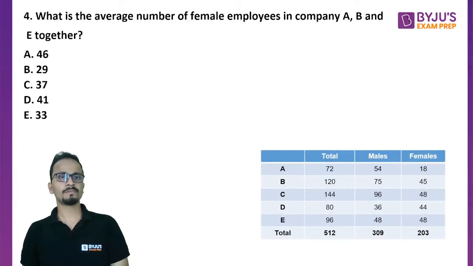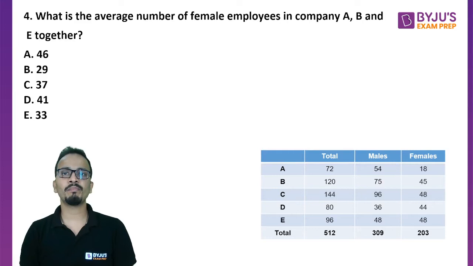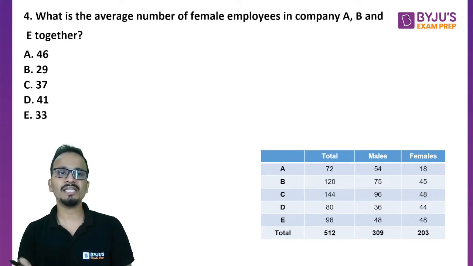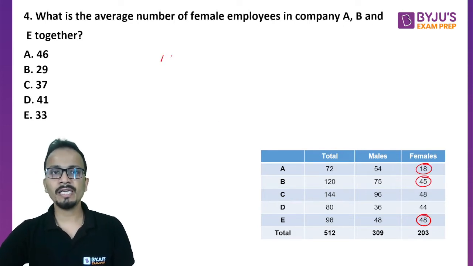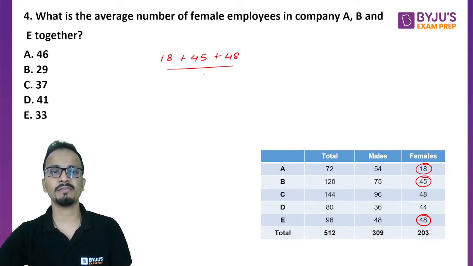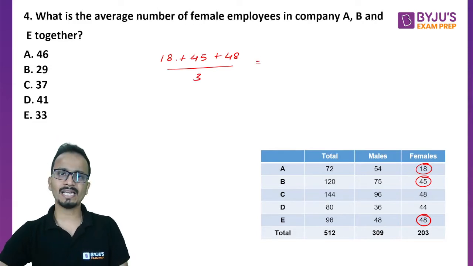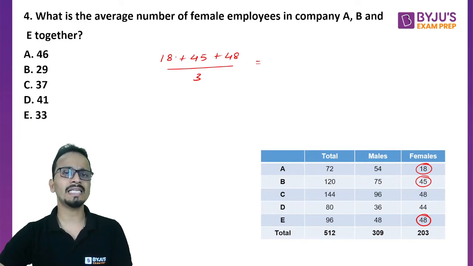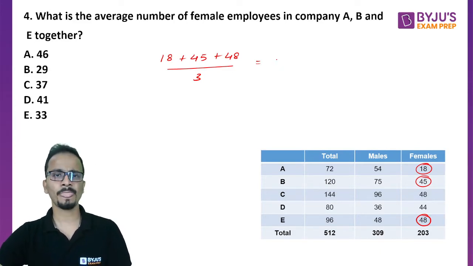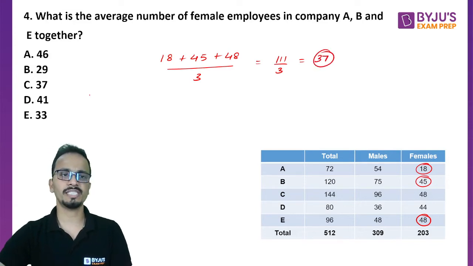Moving on to question number 4. What is the average number of female employees in company A, B and E together? I need the number of female employees in A, B and E. So the average will be 18 plus 45 plus 48 whole divided by 3. Let's add them. 48 and 45 will be 93, 93 and 18 will be 111. 111 divided by 3. 111 is completely divisible by 3, so the answer will be equal to 37.